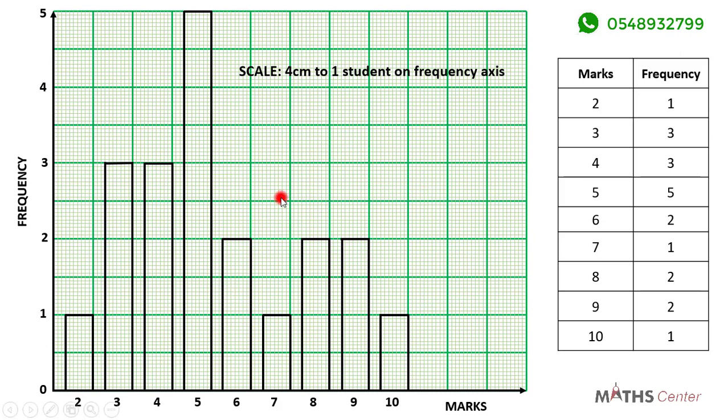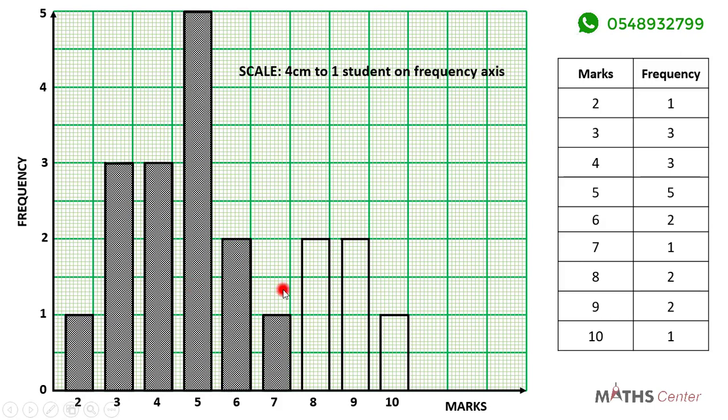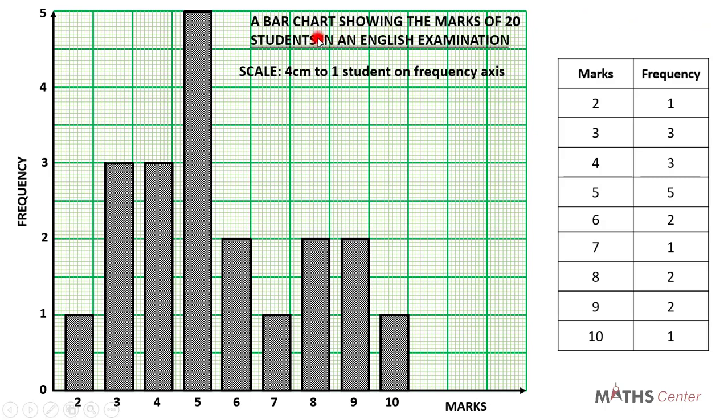After drawing the bars, you can add a little design for it to look nice, just as I have done on my graph sheet here. Our bar chart should have a title, and we will get the title from the question. From the question, we were told that the data is the marks of 20 students in an English examination. So my title is going to be a bar chart showing the marks of 20 students in an English examination.